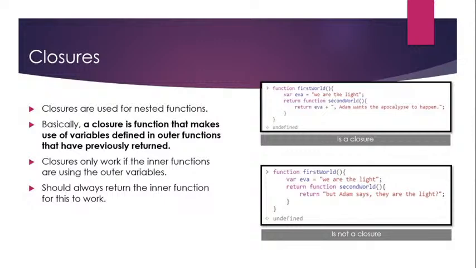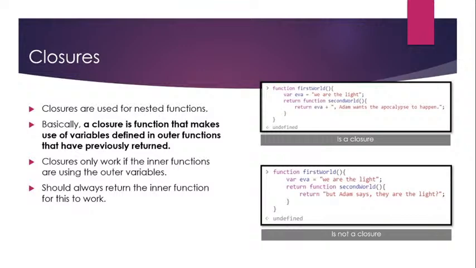So now let's see what are the specifications for a particular thing to be a closure. So closures are used for nested functions that we talked about. We don't need closures for just anything. They are typically used for nested functions. Okay, a closure is a function that makes use of variables defined in outer functions that have previously returned, as I talked about. But closures only work if the inner functions are using those outer variables. And for a closure to work, you should always return the inner function.